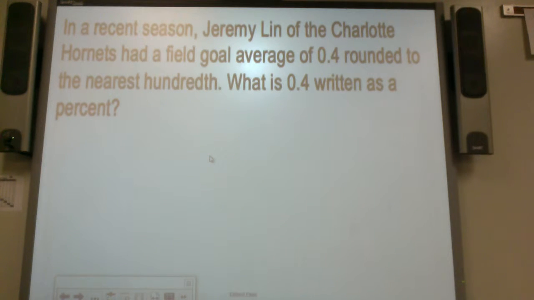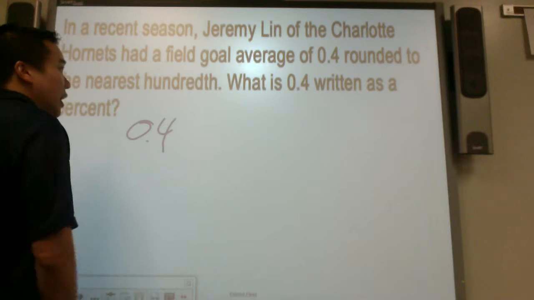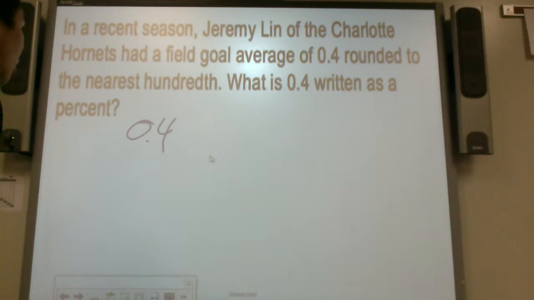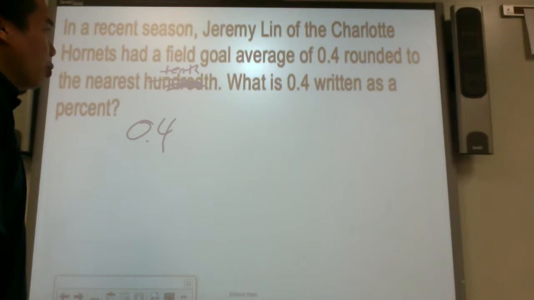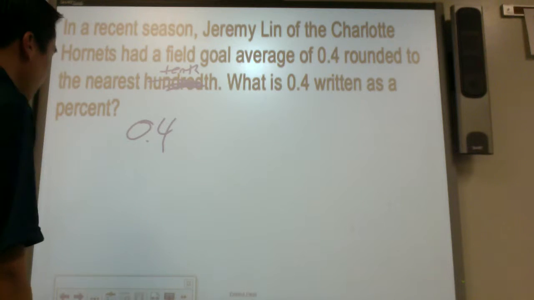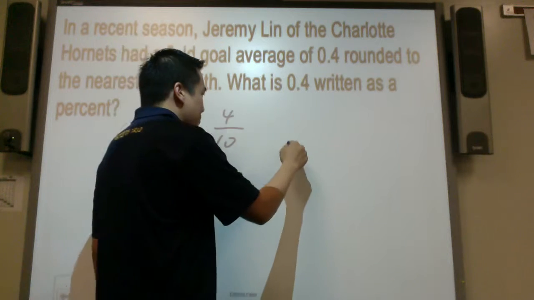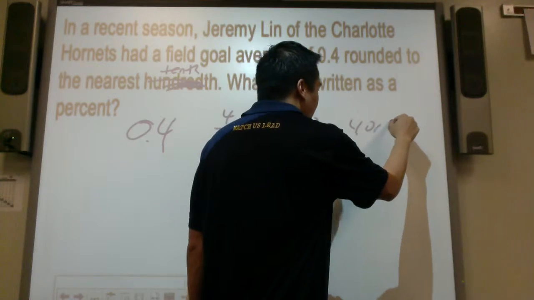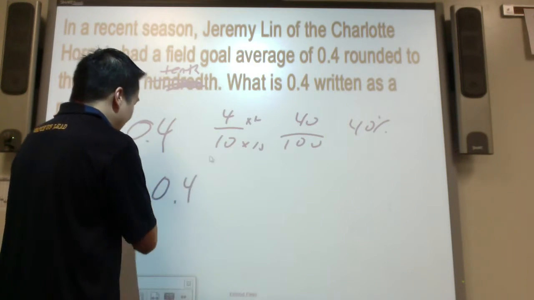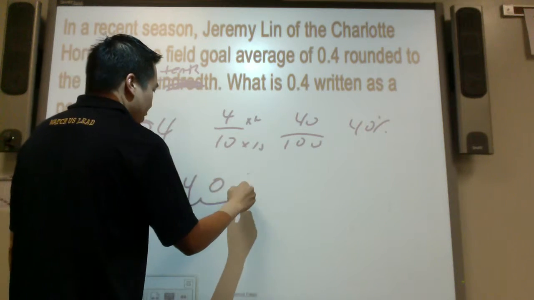In a recent season, Jeremy Lin of the Charlotte Hornets, who used to be with the Houston Rockets and Lakers, had a field goal average of 0.4, tenths. What is 0.4, or 4 tenths, written as a percent? So this is 4 tenths. But again, a percent means per 100. So I have to build it up by 10. That's 40, or 40%. For those who like the FDP, to turn a decimal to a percent, you move it twice over. 1, 2, 40%.